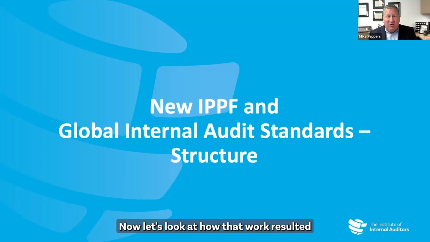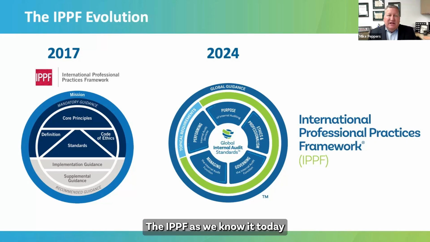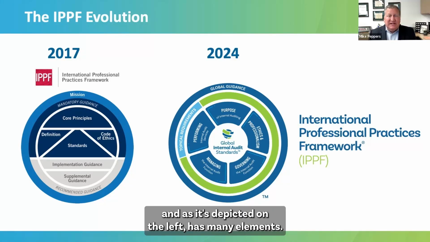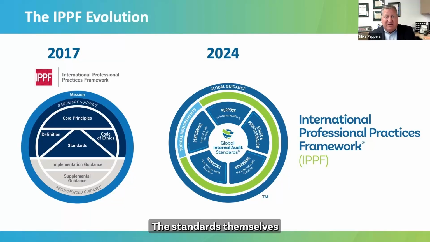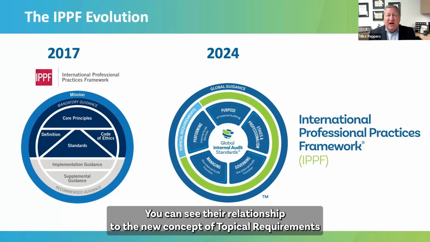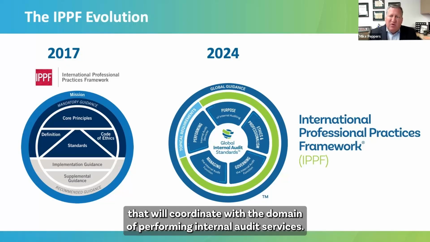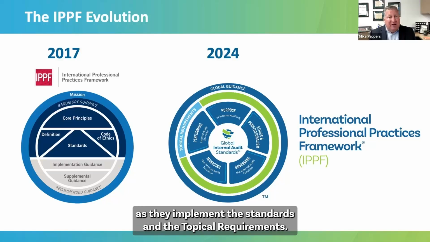Now let's look at how that work resulted in the new structure and standards. The IPPF as we know it today, and as it's depicted on the left, has many elements. As we see its new depiction on the right, the standards themselves are now in 5 core domains, which I'll cover in a moment. You can see their relationship to the new concept of topical requirements that will coordinate with the domain of performing internal audit services. Then other global guidance will support users as they implement the standards and the topical requirements.